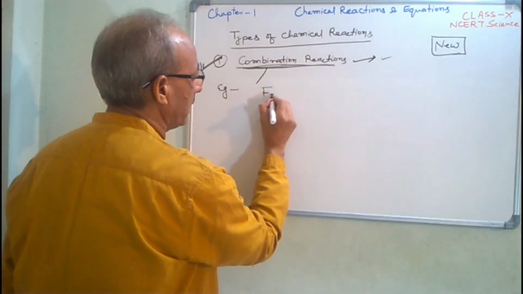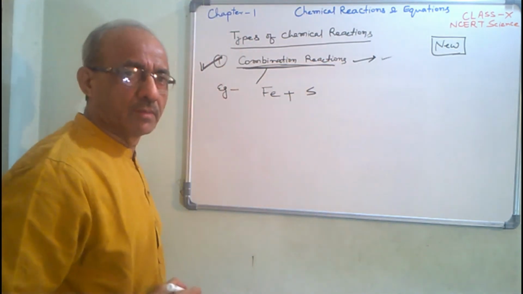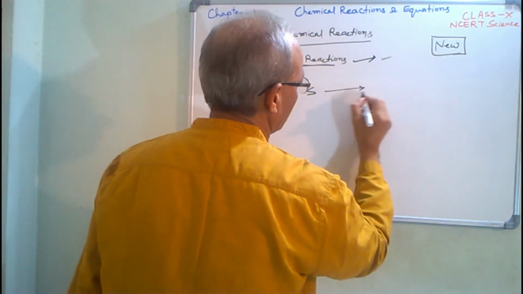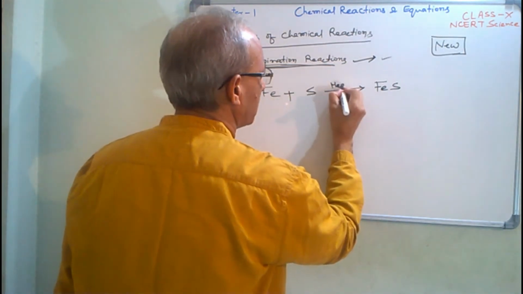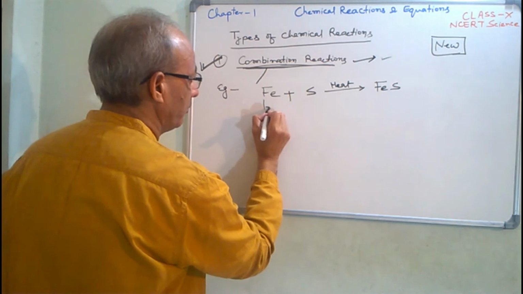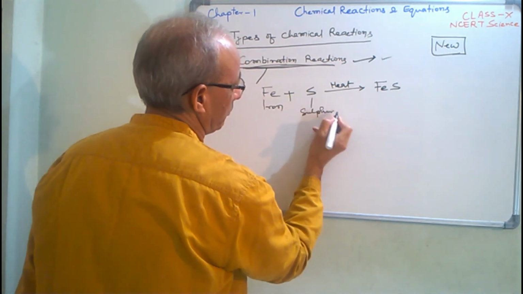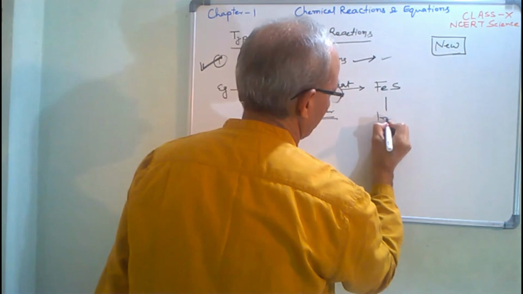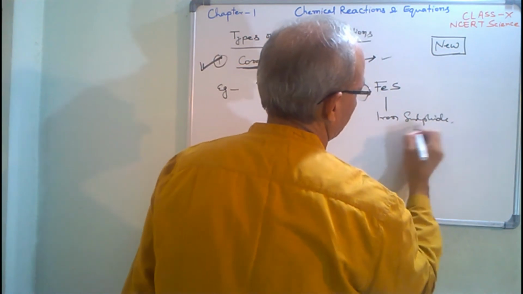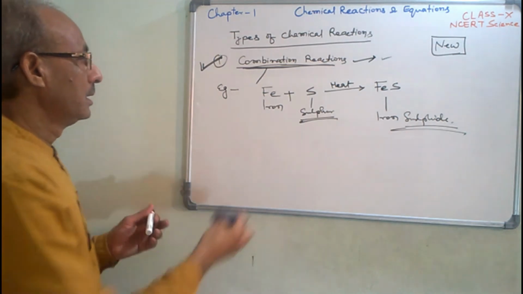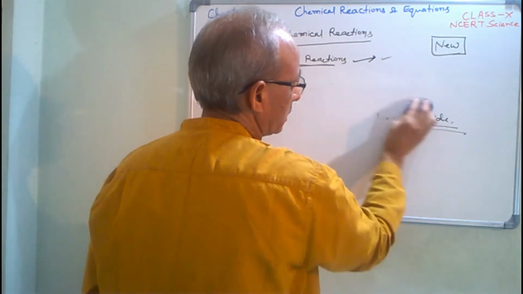When fine pieces of iron are heated with sulfur powder, then ferrous sulfide is produced. Here the condition is heat. This is iron and this is powder of sulfur. Here iron sulfide is produced. And similarly, by another example, we will understand the combination reaction.